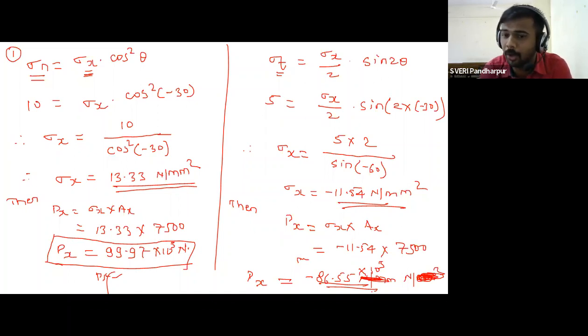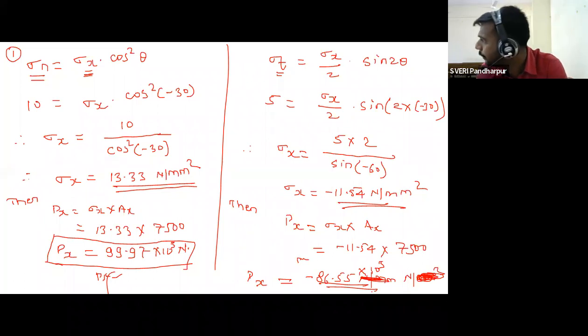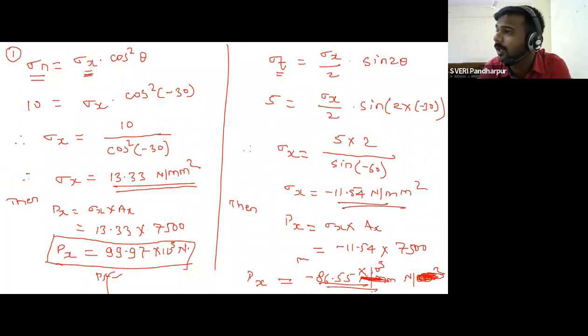That means that member or body can easily sustain 86.55. जर त्या बॉडीवर आपण 99.97 एवढा जर लोड अप्लाय केला तर there is a possibility of failure. Getting? So the body can sustain the load up to 86.55 kilonewton without any failure or without any deformation.